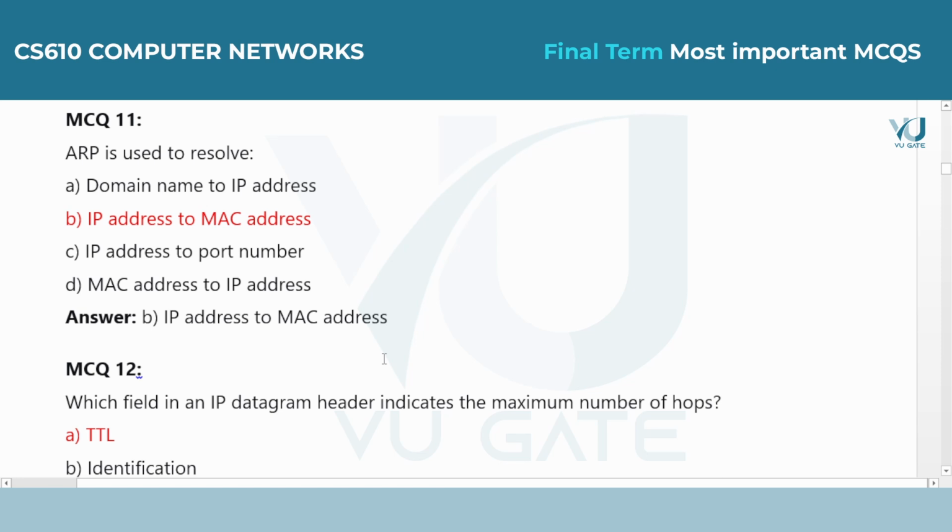MCQ 11. ARP is used to resolve. Answer: B, IP address to MAC address. Concept: Address Resolution Protocol (ARP) is used by a device to find the physical MAC address of a destination when it only knows the IP address.